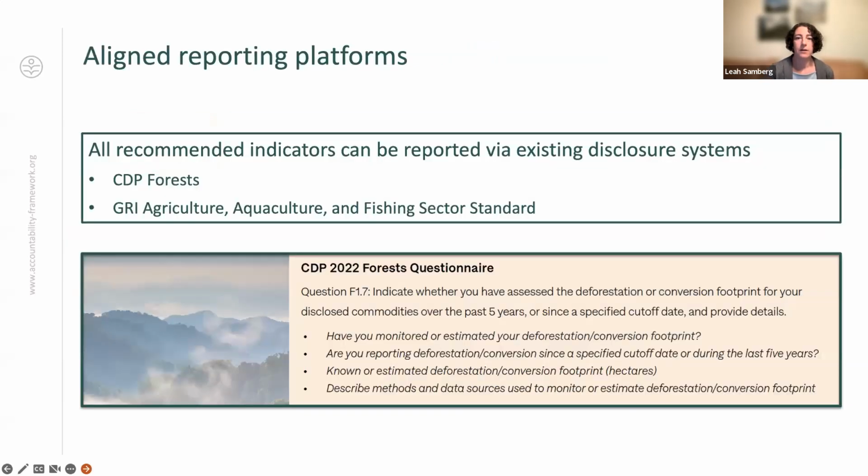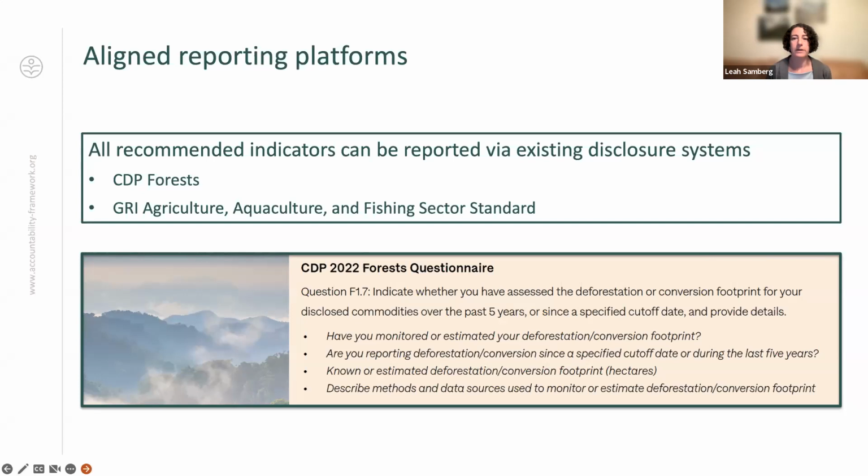And one more slide. So one final point that I'd like to touch on is that the Accountability Framework Initiative Coalition is working collaboratively to ensure that companies can continue to use existing reporting and disclosure platforms to communicate all of this information. So all of the recommendations on accounting related to deforestation and conversion can be reported using the CDP Forest Questionnaire, can be reported using the Global Reporting Initiative's new Agriculture, Aquaculture, and Fishing Sector Standard, and assessed through other existing platforms.